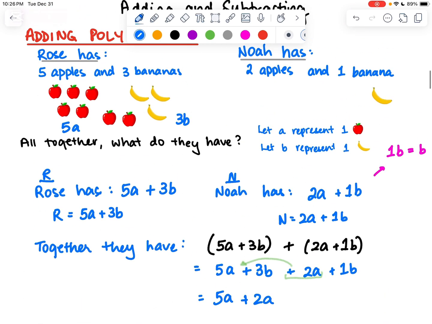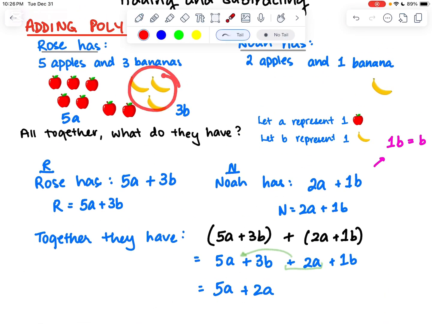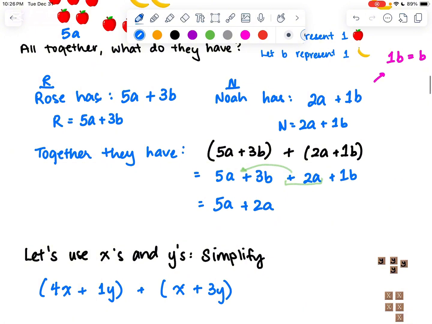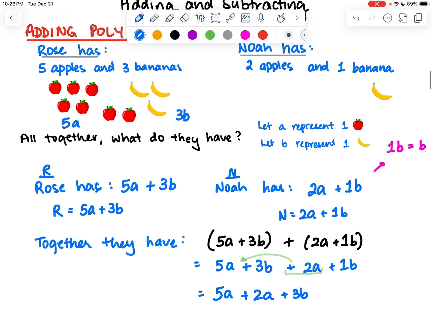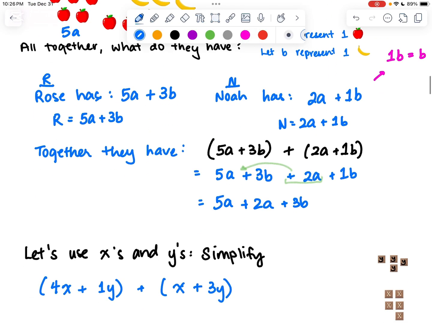And now when I'm dealing with the 3 bananas, I'm going to write my 3B, because I'm just going to start with what Rose has. And then it's as though I can take this banana and move it over. So how am I going to write that? That's me saying, let's take this 1 banana and I'm going to move it so it's beside the 3B. So in other words, I'm placing apples together on one side of my expression and bananas on the other.